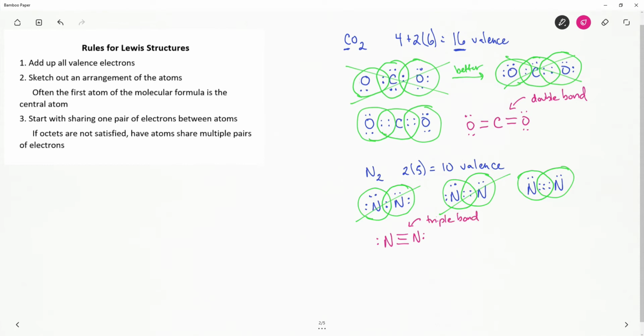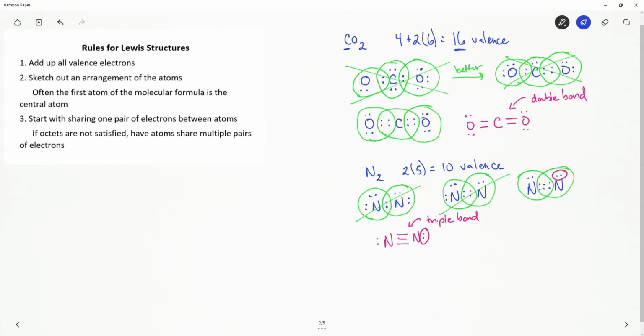Now, something I want to point out, you can see in my first Lewis structure, I had my lone pairs at this point in the nitrogen, and then I switched them over here. That is really just personal preference. You can put those lone pairs wherever you want as long as you show them around the atom.